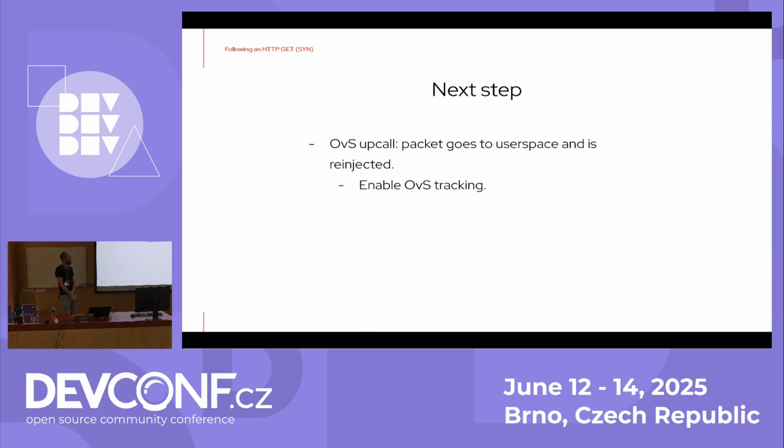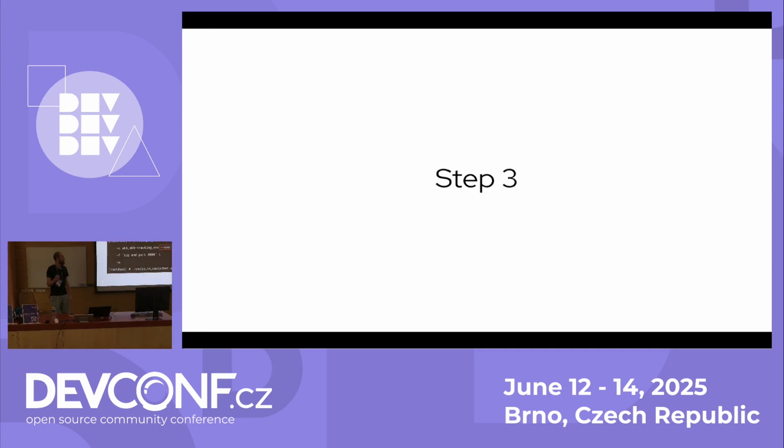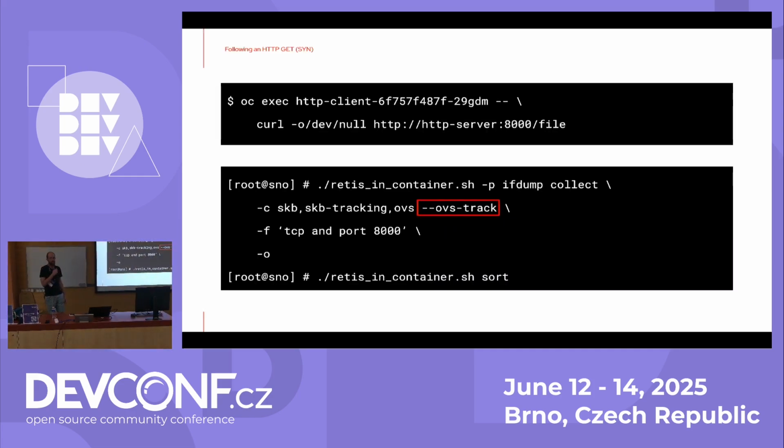So next step, well, it's going to user space. We'll try to track those kinds of events. That is called, in Retis, OVS track. So basically, we'll be inserting probes in the user space part, and we'll be doing some magical things to try to group packets together and to unify, identify those packets when they are being reinserted inside the kernel. And now we get this.